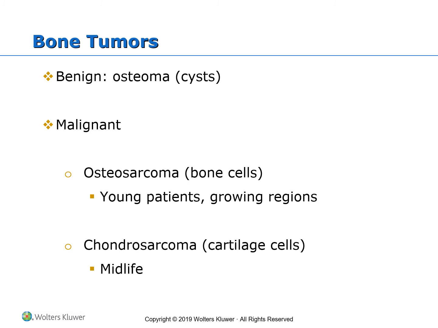Regarding bone tumors, we'll see both benign and malignant types of tumors in the bone tissue. When it's a benign tumor, it's called an osteoma, and it's a cyst type of tumor. The malignant ones are two types. They can be osteosarcomas when they start at the level of the bone cells, or the chondrosarcomas when they start in the cartilage cells. They are highly aggressive.